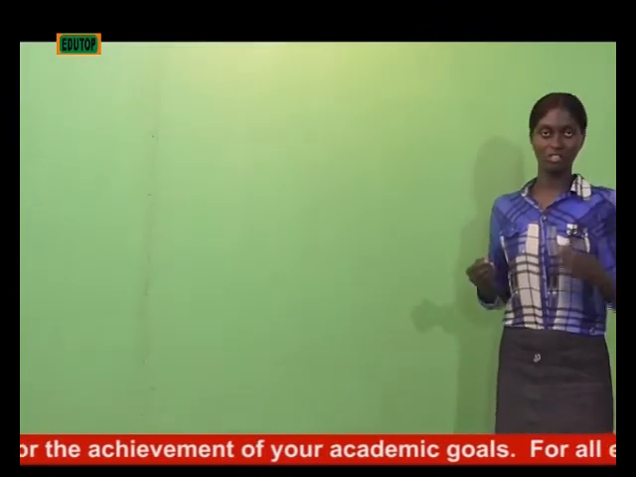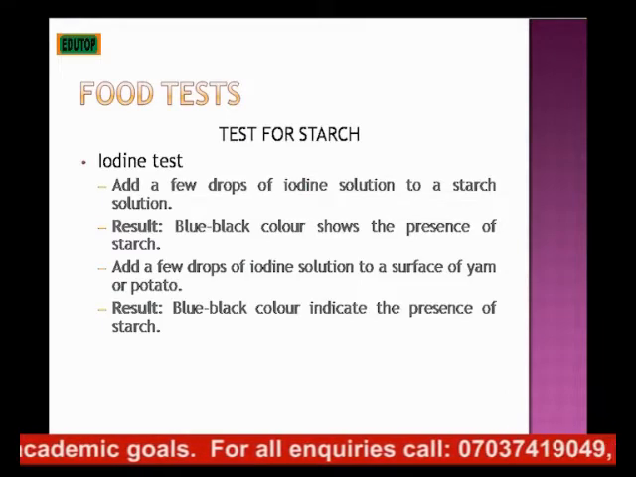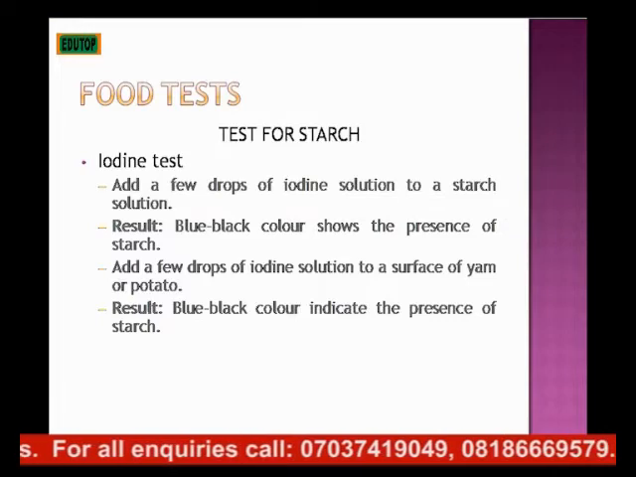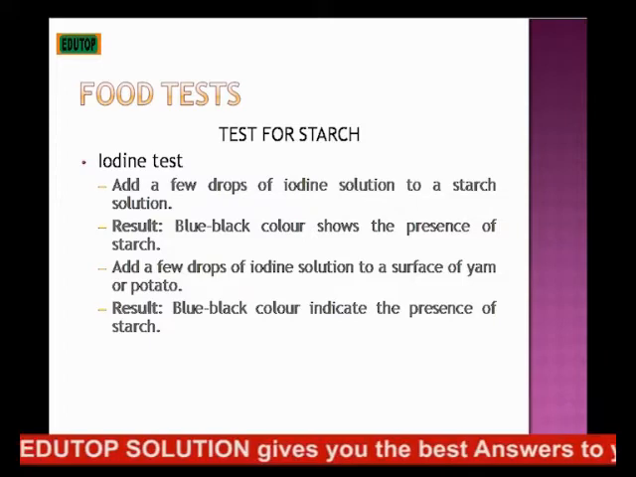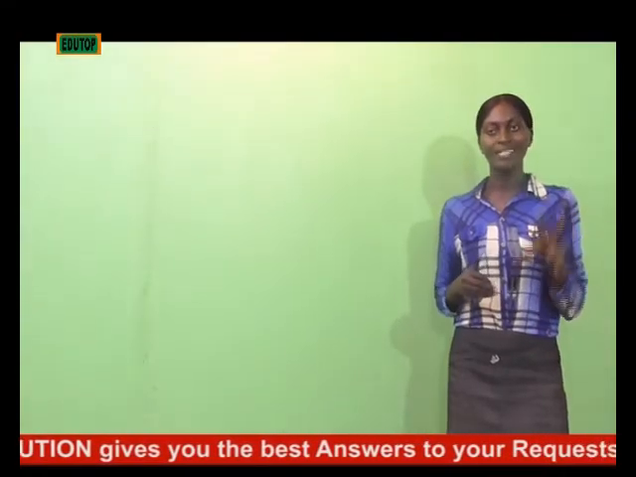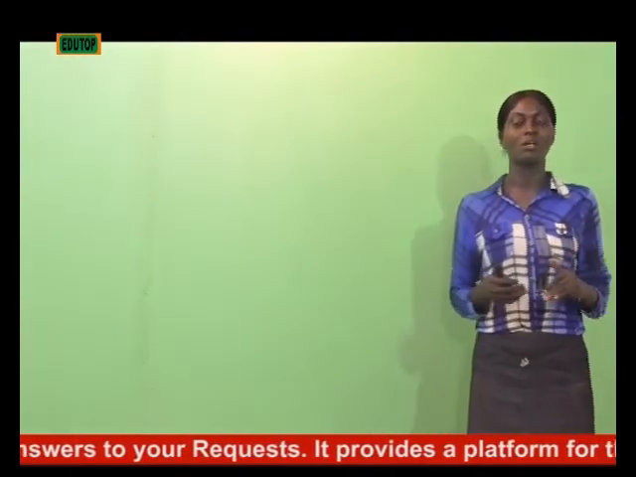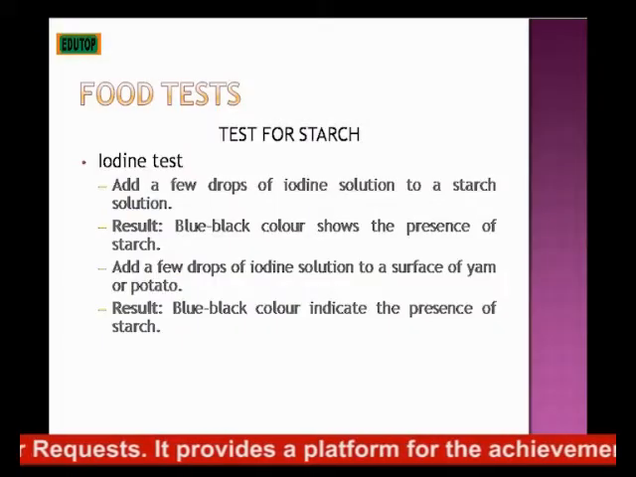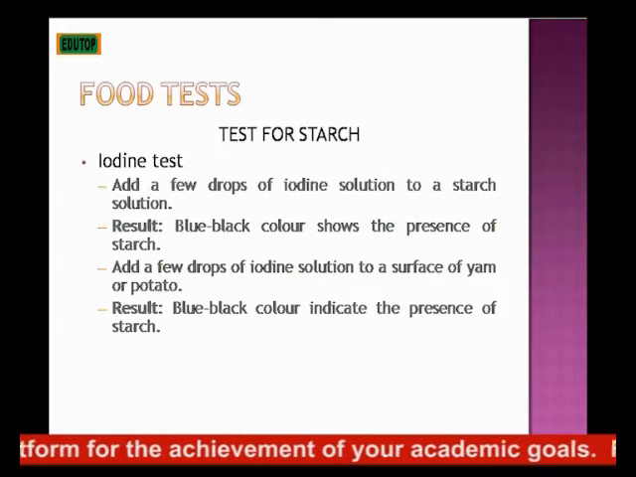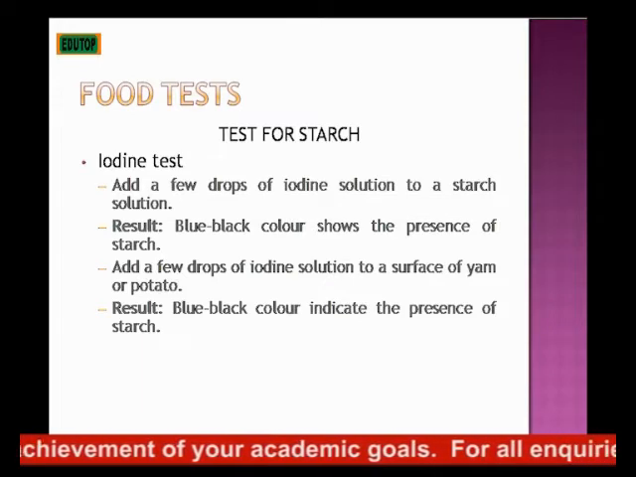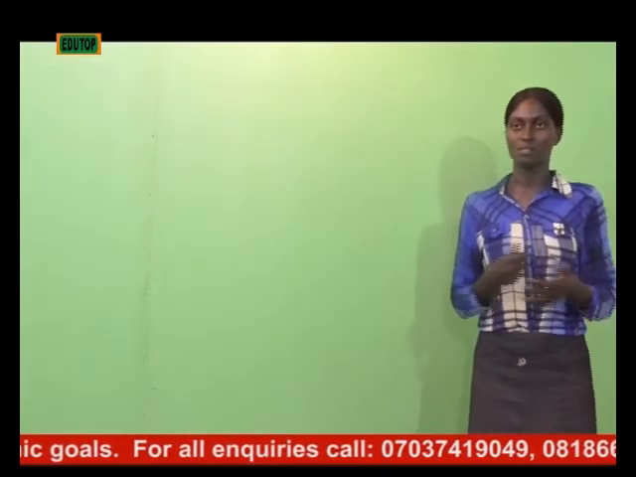Now, test for starch. How do you test for starch? That is also called the iodine test. You place a few drops of iodine solution on a starch solution, any starchy food. The moment you add the few drops of iodine solution, there is a change of color to blue-black. That shows the presence of starch. Then also, you can add a few drops of iodine solution to the surface of yam or potato. You know, that's starchy food. So when you add iodine solution to the surface of yam or potato, you also find a blue-black color, which indicates the presence of starch.